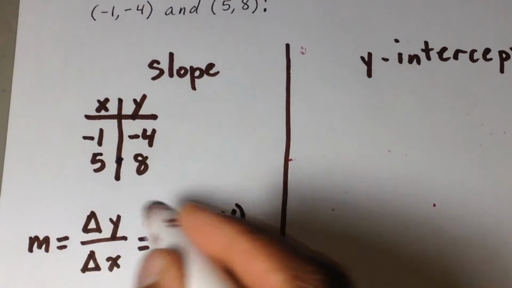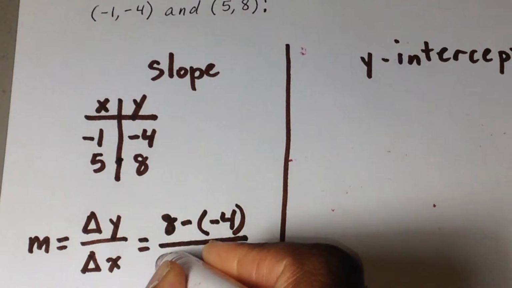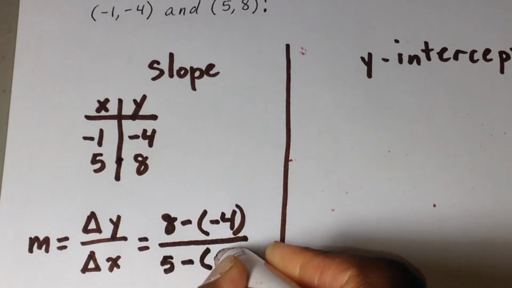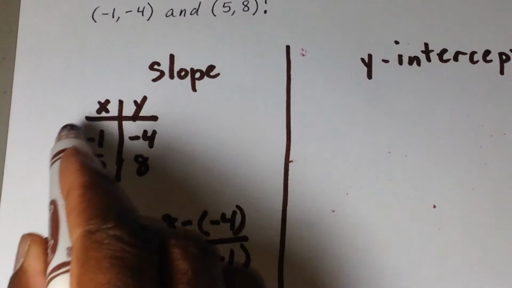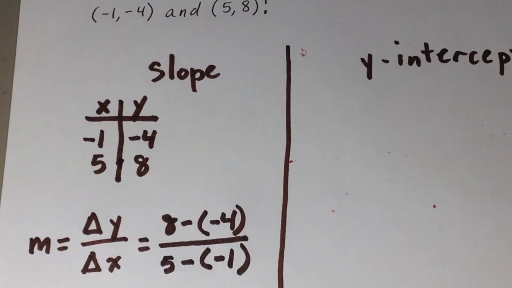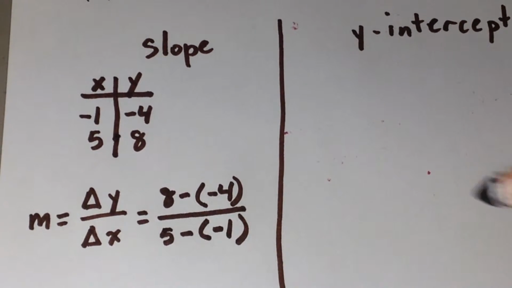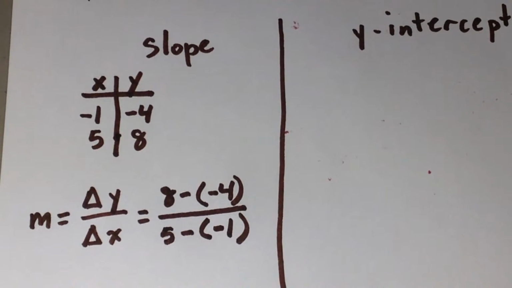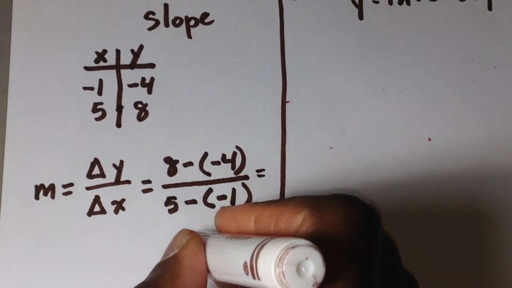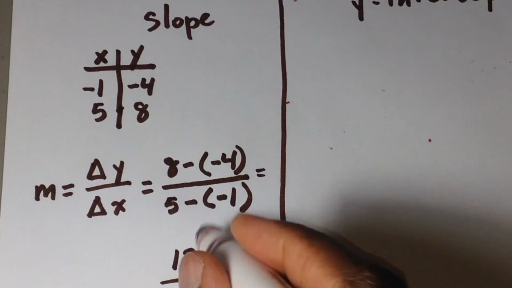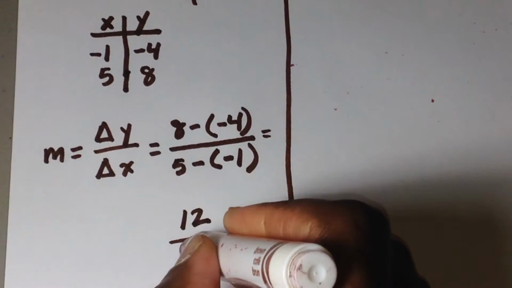And we'll do the same thing for the x values. It's going to be 5 take away -1. So it's the 8 take away -4 and the 5 take away -1. Okay, that's the change in y over change in x. And when we do the math for this, we're going to have 8 take away -4. That will come out, I'm going to put it down here, will be 12, okay, and 5 minus -1 will come out to 6.